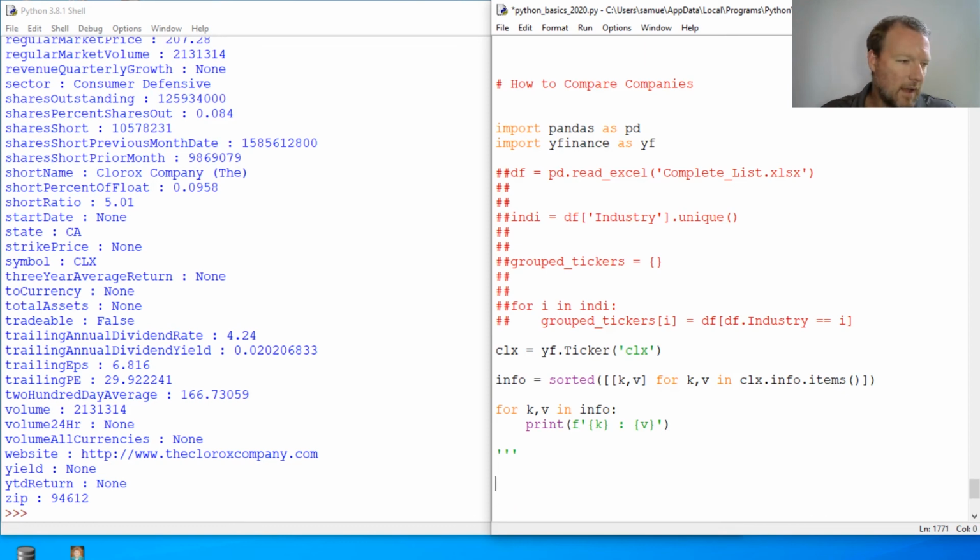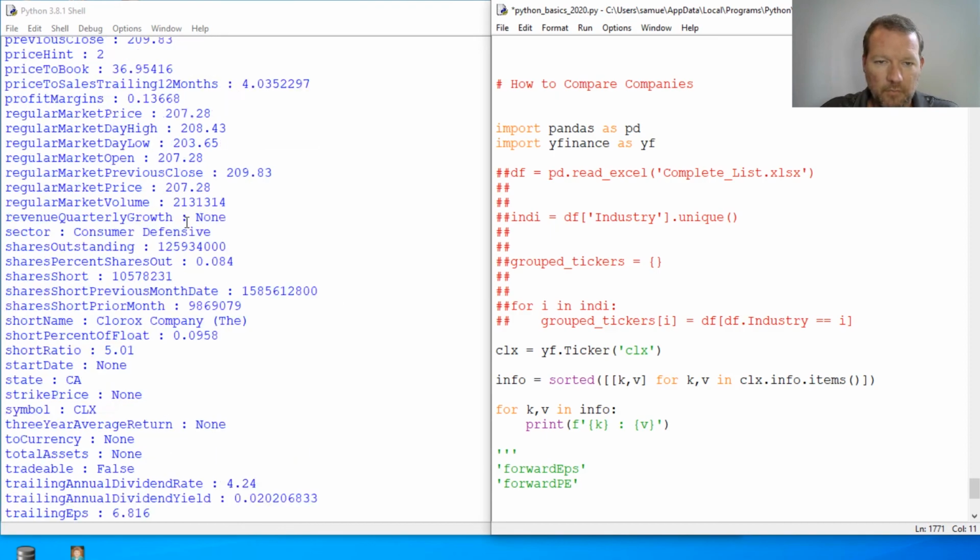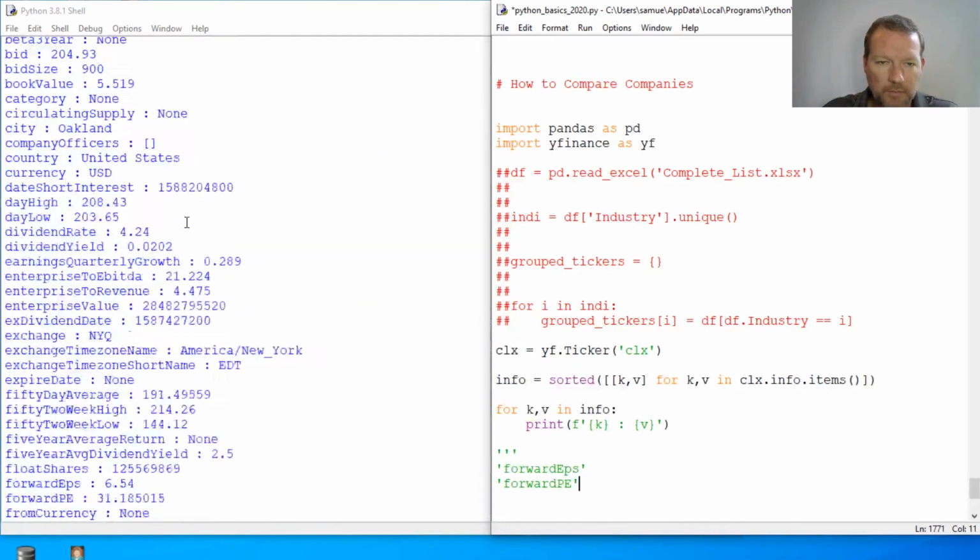forward PE and forward earnings per share. So for Clorox, that's why I put these in. To remind you, these are all the keys and values from the info dictionary associated with the ticker symbols.